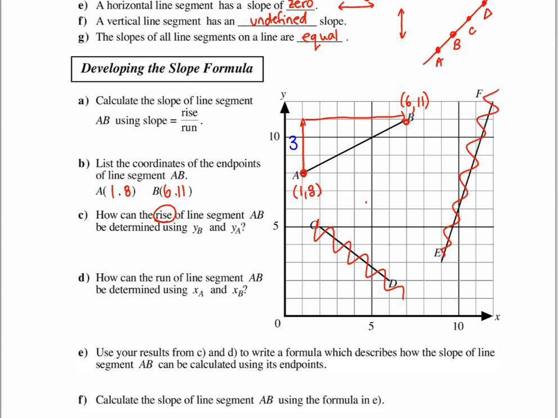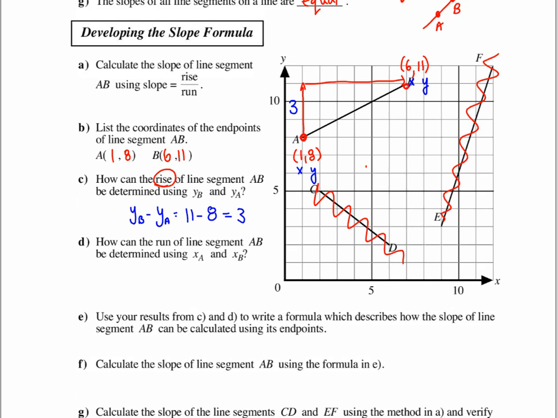So looking at the coordinates, if we're talking about rise, are we talking about the x variable or the y variable? We're talking about the y variable, right? So what's the relationship between this rise of 3 and the numbers 11 and 8? Do you notice that the difference between them, 11 minus 8, also gives you that rise of 3? So if you subtract their y values, yb minus ya, the y value of B and the y value of A, we get 11 minus 8, which is 3, our rise.